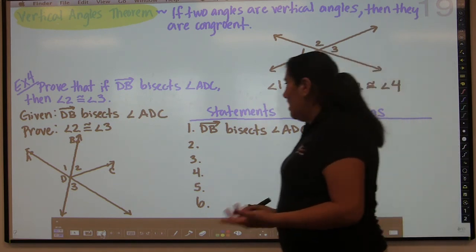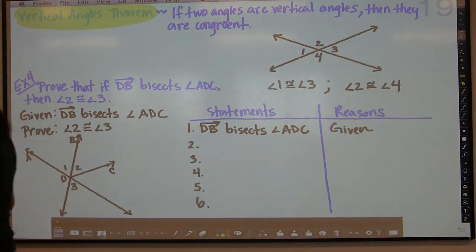All right? And then we have our example 4, which is yet another proof. This is our last example. And it says, prove that if ray DB bisects angle ADC, then angle 2 is congruent to angle 3.